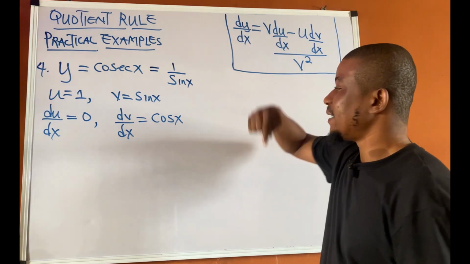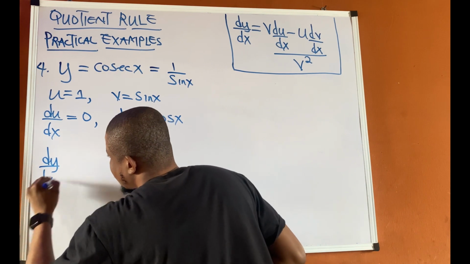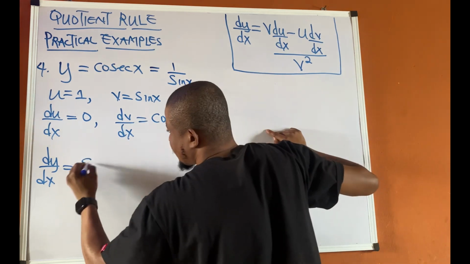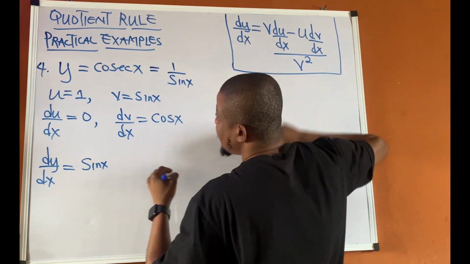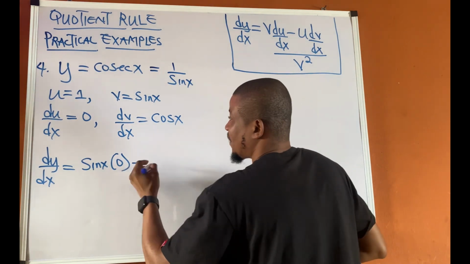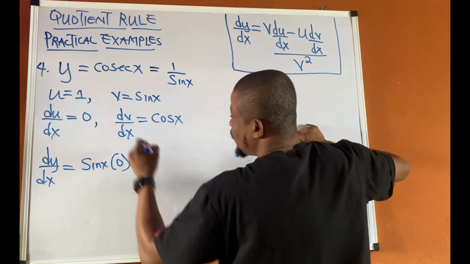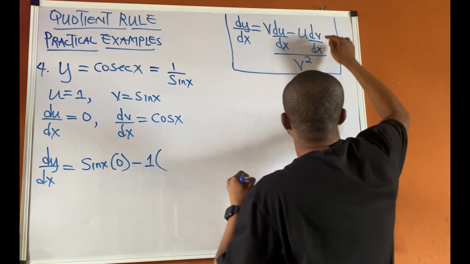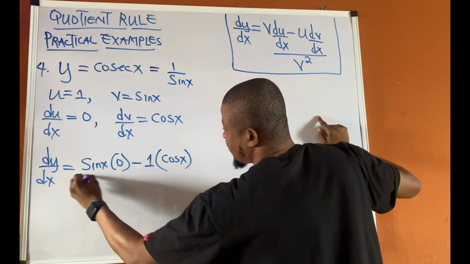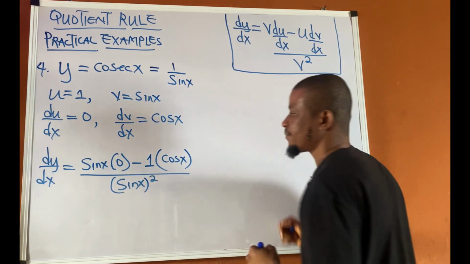I can now apply my quotient rule. And what's my quotient rule? dy/dx is v du/dx. v is sine x, and then my du/dx is 0. I'm following it strictly. Whatever value I have here is what I will input here. So minus, and then I have u is 1, and then dv/dx is cos x, all over v squared. v squared is sine x all squared.